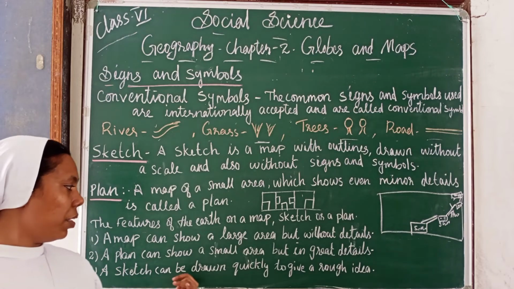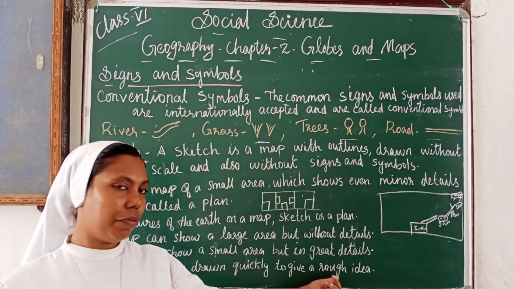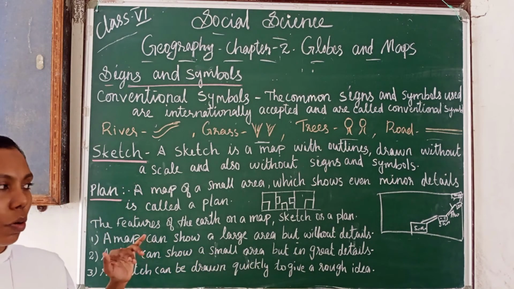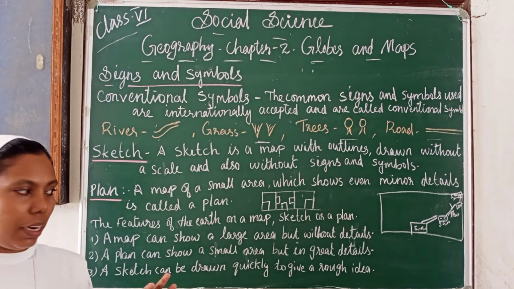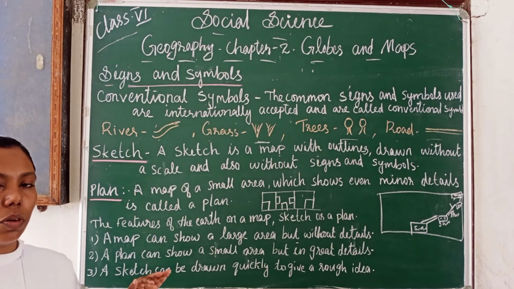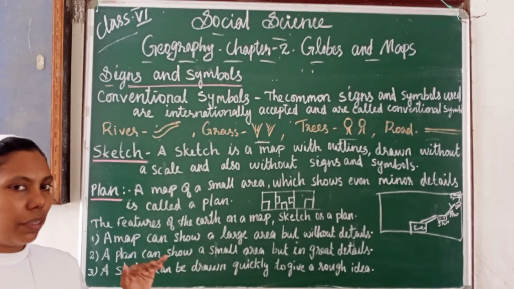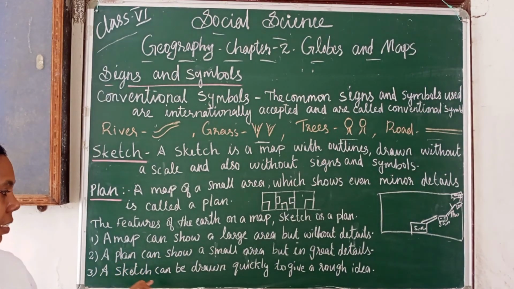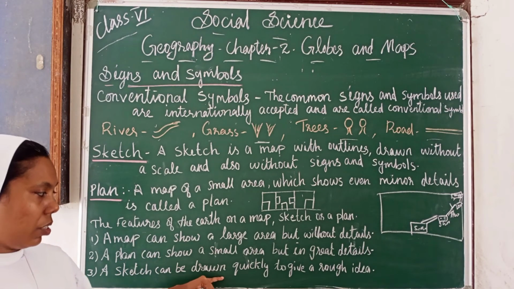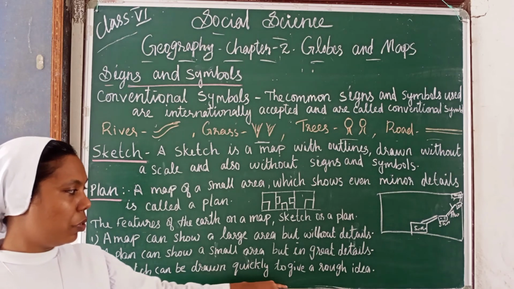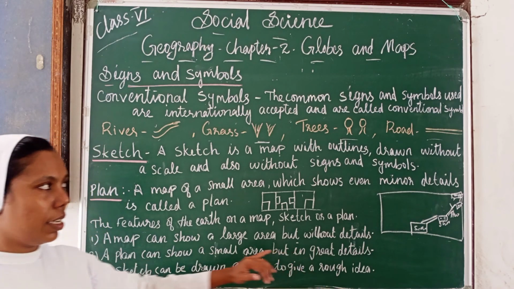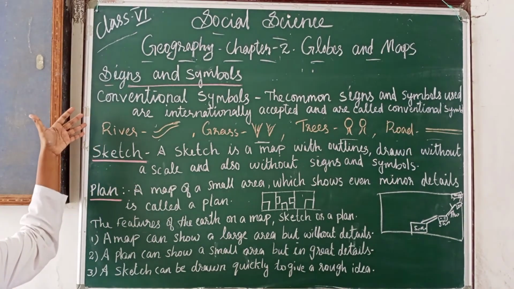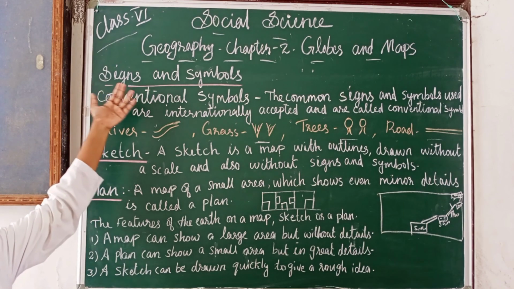And a sketch can be drawn quickly to give a rough idea. We draw a sketch only to give a rough idea. It is not drawn according to scale. It is drawn quickly to give a rough idea. That is the sketch. These are the sketch, plan, and the signs and symbols.